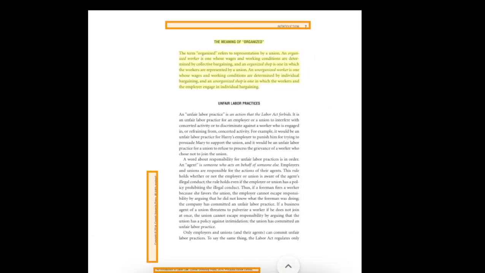The meaning of organized. The term organized refers to representation by a union. An organized worker is one whose wages and working conditions are determined by collective bargaining, and an organized shop is one in which the workers are represented by a union. An unorganized worker is one whose wages and working conditions are determined by individual bargaining, and an unorganized shop is one in which the workers and the employer engage in individual bargaining.